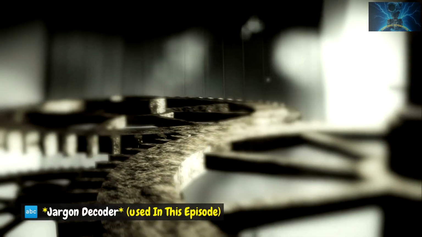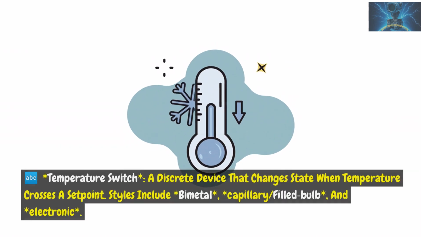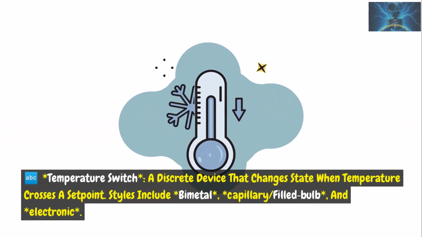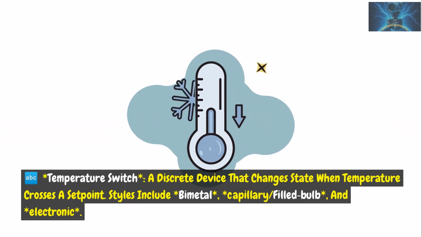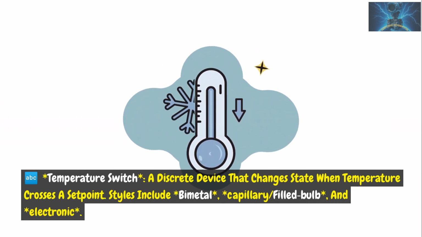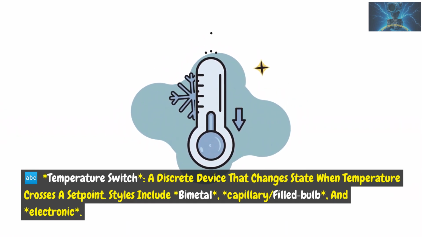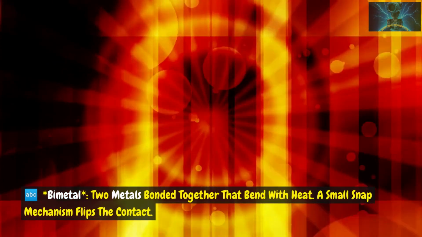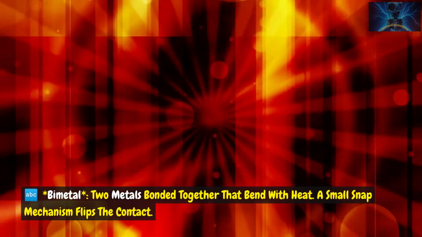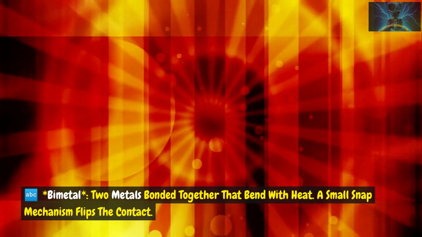Jargon decoder, used in this episode. Temperature switch: a discrete device that changes state when temperature crosses a set point. Styles include bimetal, capillary-filled bulb, and electronic. Bimetal: two metals bonded together that bend with heat. A small snap mechanism flips the contact.